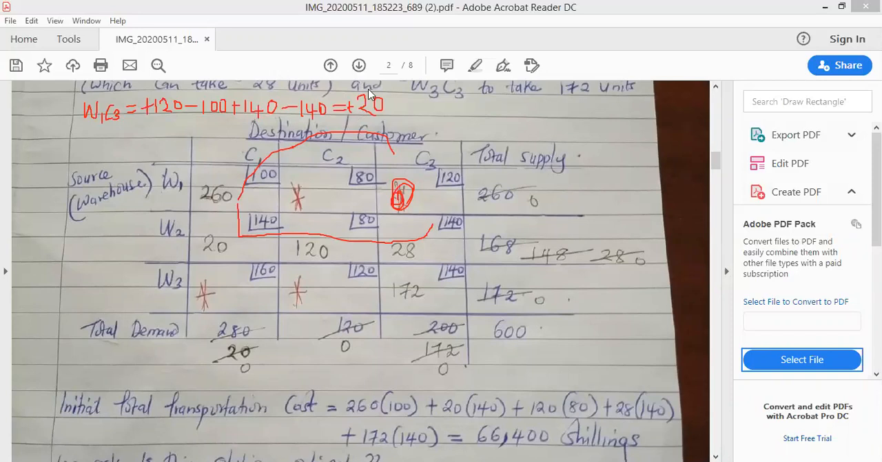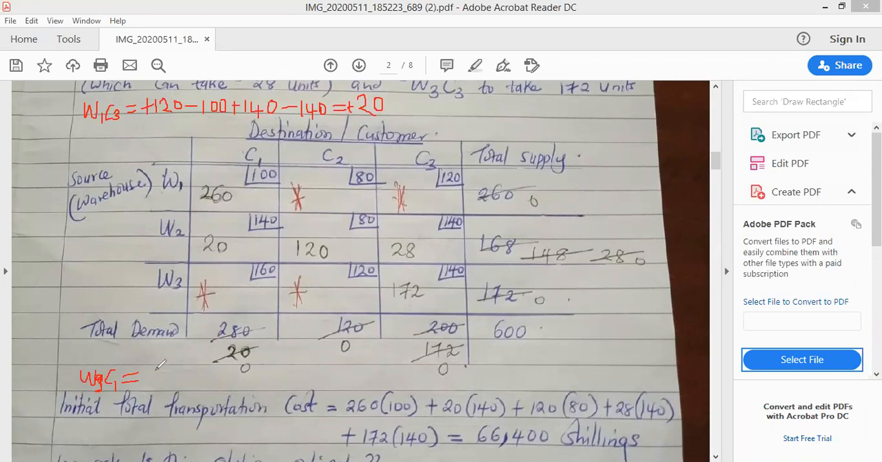Let's see now how we can get the shadow price of this other empty cell here, which is cell W3C1. Let me write it here. W3C1. We are starting with the row followed by the column. W3C1, we want to compute its shadow price. What are we going to use as a surrounding? Now, this is a very good example actually.